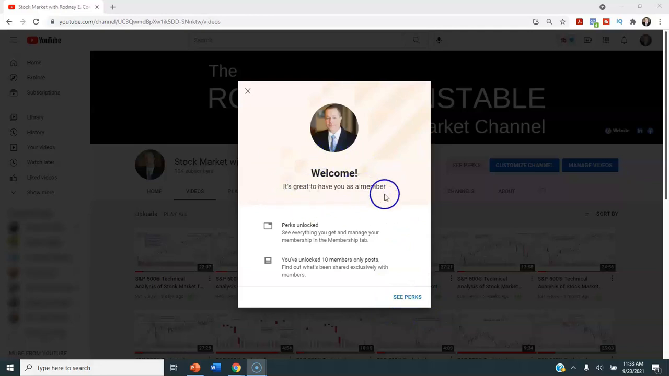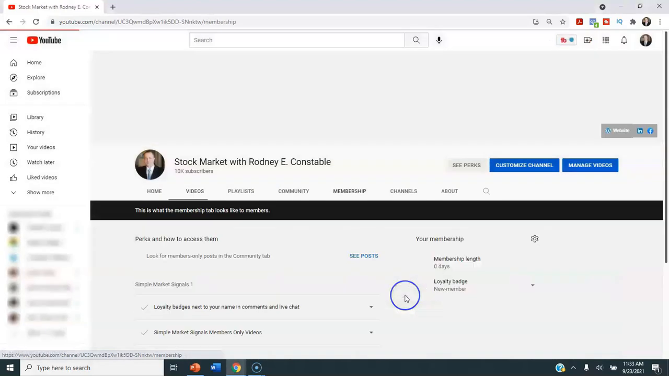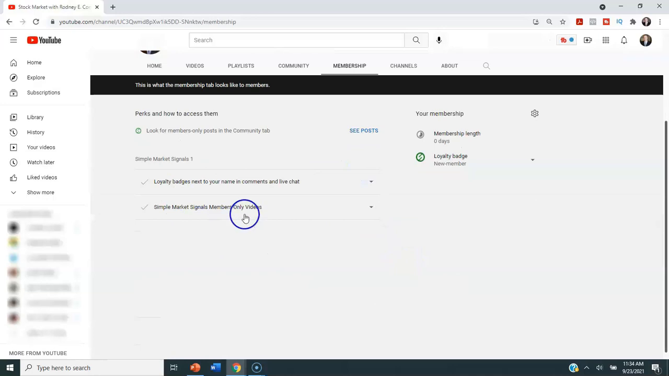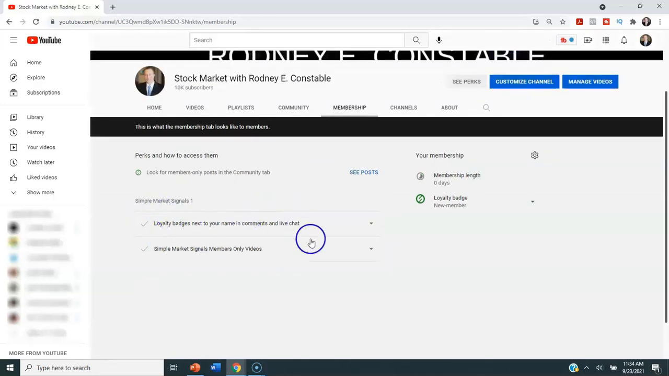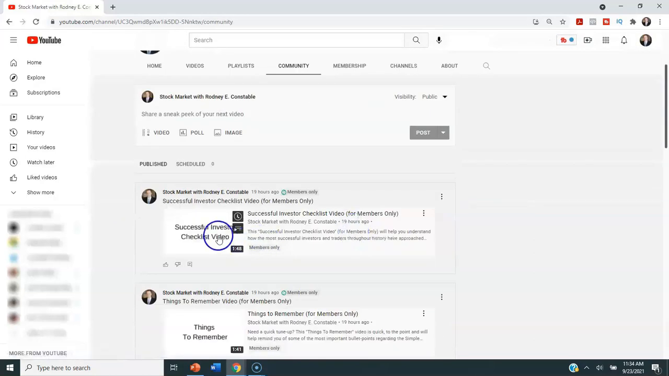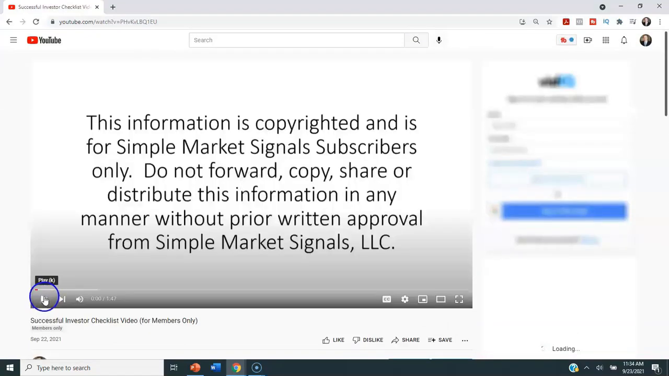Welcome. It's great to have you as a member. So then you can click on the See Perks. Once you fill all that out and your membership is established, you will have access to the membership area where you will be able to see the perks, right? And then you go over to the community tab, and this is where you will have access to the various videos, and you just click on those and it'll pull those up.